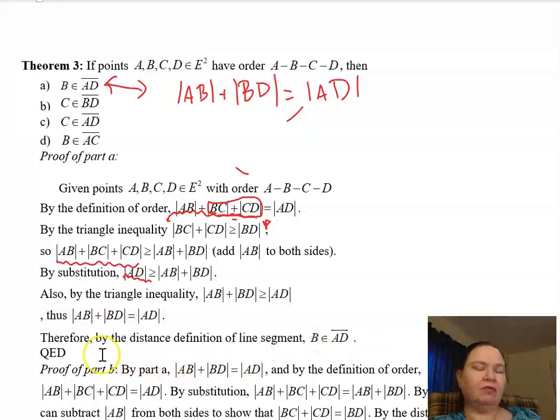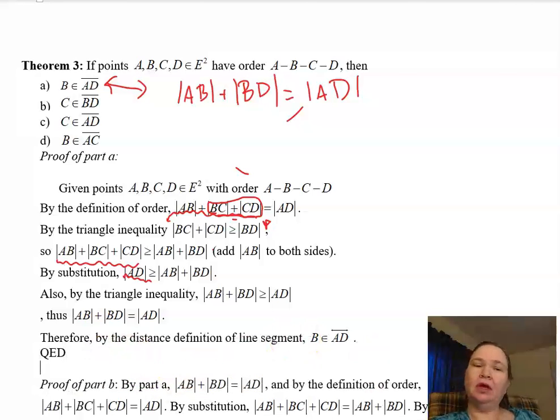And at the end I have written QED, which stands for the Latin quod erat demonstrandum, which I'm probably saying wrong. I never took Latin. But it means that which was to be demonstrated. So I have gotten to the end and I've proved the thing I'm supposed to prove.